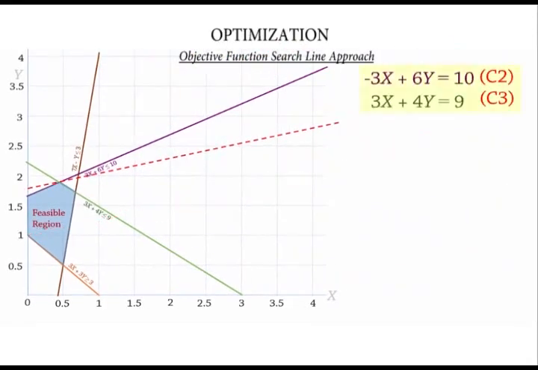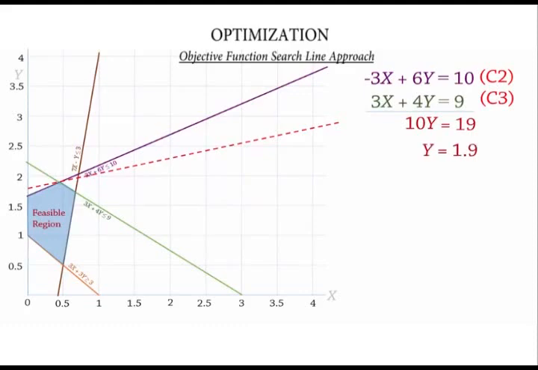These are the equations. We use elimination because the coefficients of x are 3 and minus 3. If we add the two equations, we will eliminate x. Minus 3x plus 3x is equal to 0. 6y plus 4y is equal to 10 plus 9, which is 19. y is equal to 1.9.